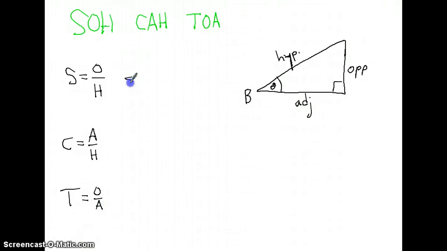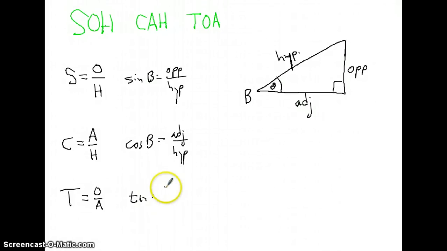And it basically means that the sine is the opposite over the hypotenuse, that the cosine is the adjacent over the hypotenuse, and that the tangent of B is the opposite over adjacent, which is the one we already did.